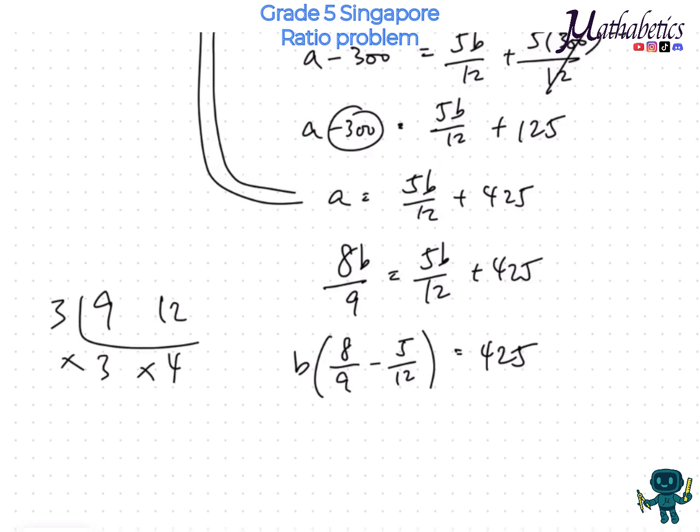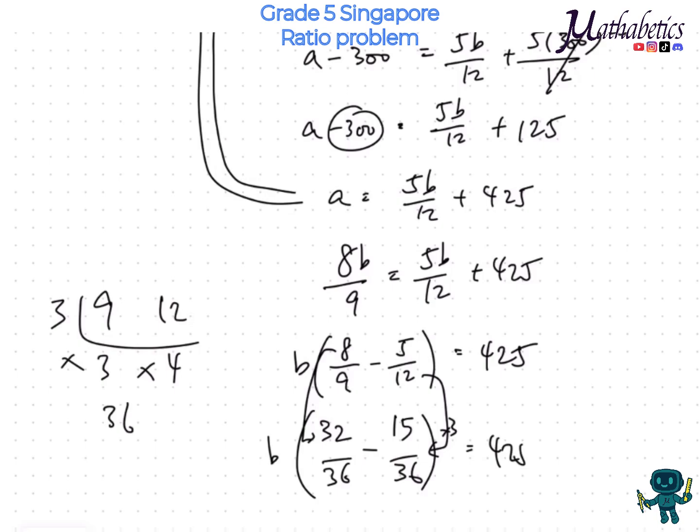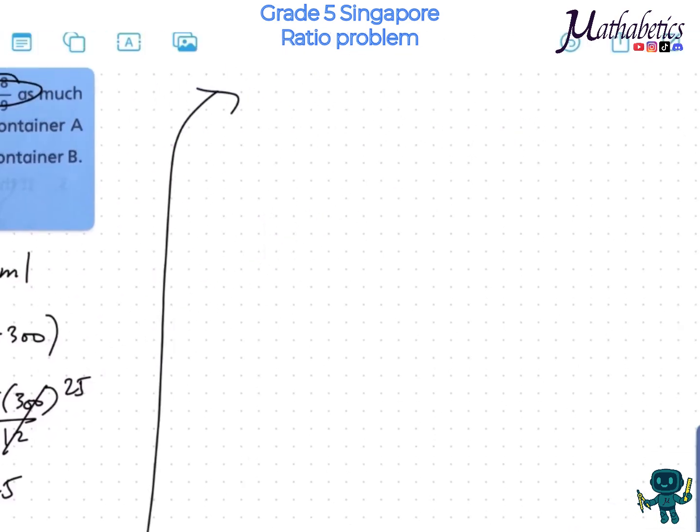So we have 9 times 4, 36 is the common denominator. So we're going to times 8 by 4, we get 32. Then this is times 3, because this is times 3. So we have 15. So that means we have 17 over 36. B is equal to 425. Okay. So B is equal to 425 over 17 times 36.